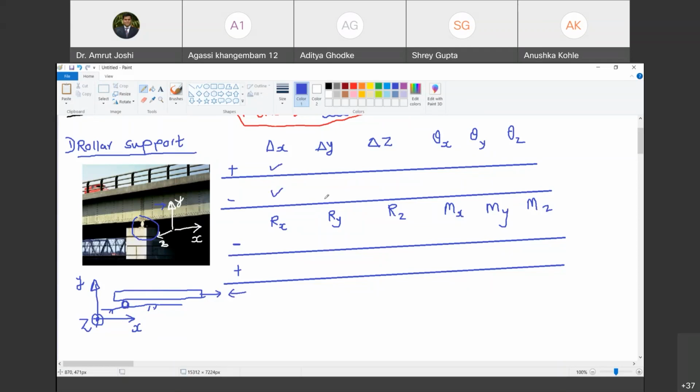It's not possible, I think. Pardon? I think it's not possible, sir. In which direction? If I try to push this notebook down, it is not possible. Do you agree with me? Yes, sir. Therefore, negative delta y is not possible.